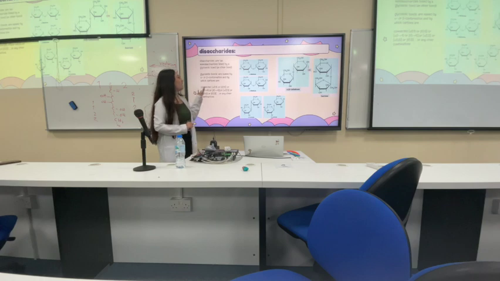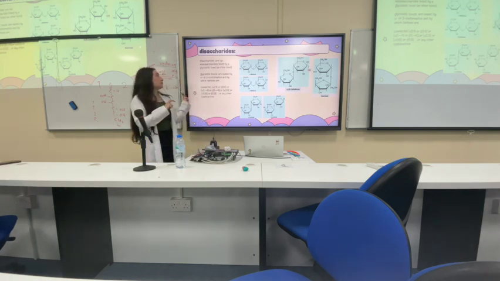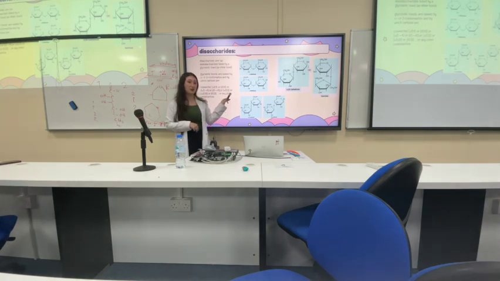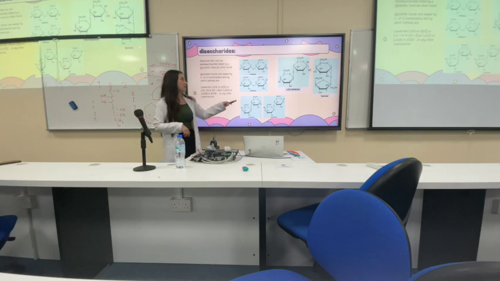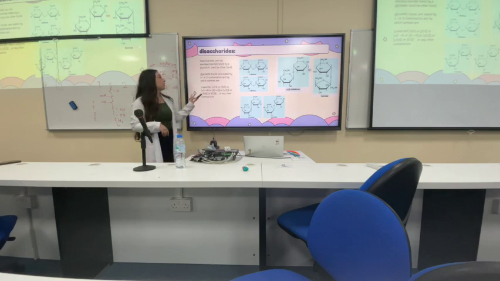So disaccharides are two monosaccharides attached to each other. What type of bond? Glycosidic bond. What type of bond is a glycosidic bond? Ether bond. Why an ether bond? We have the O here, where our alcohols are attached to it. Okay. It could be alpha or beta conformation.